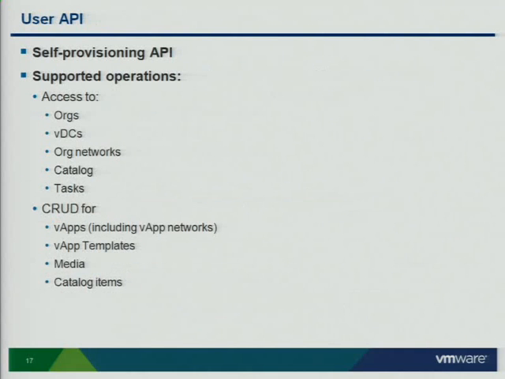Then I'll talk a bit about the different APIs. The user API, as I mentioned, is for self-provisioning, and it allows you to have access to the following entities: organizations, VDCs, and catalogs. The two other entities that I haven't talked about are org networks. Basically, org networks are networks that are available to one organization. These networks can be external-facing, facing the internet, or they can be isolated to this organization, or they can span multiple organizations.